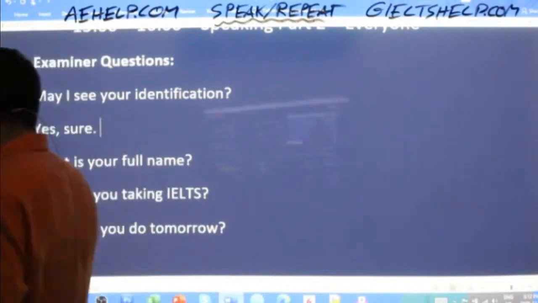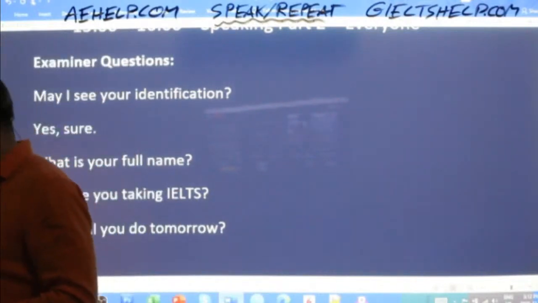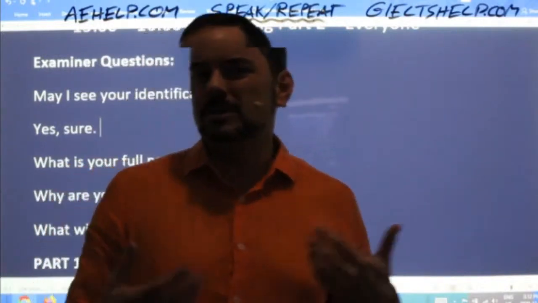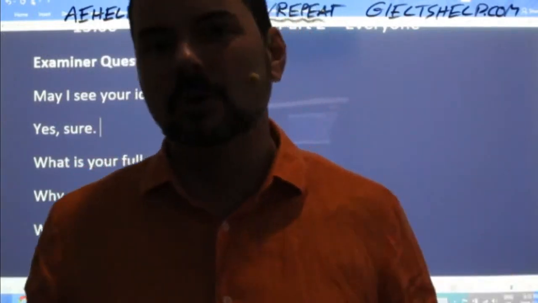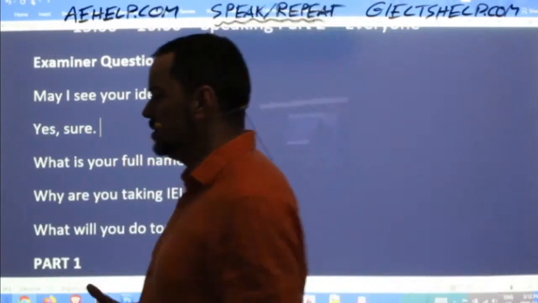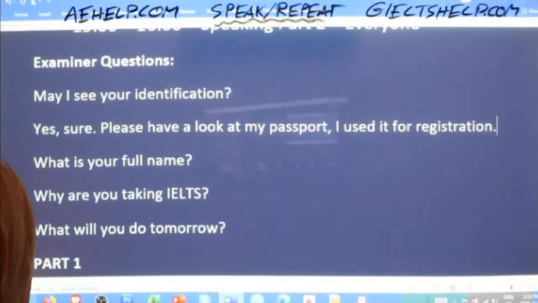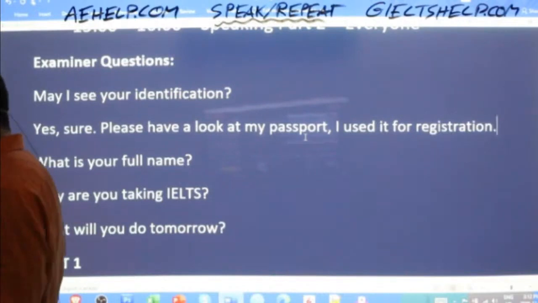Also, with these questions, technically, the examiner's not really marking you, so might as well use these questions to get comfortable and fluent. Okay, so remind yourselves of fluency. So, "Yes, sure, please have a look at my passport. I used it for registration." Okay, so show fluency. Why not?